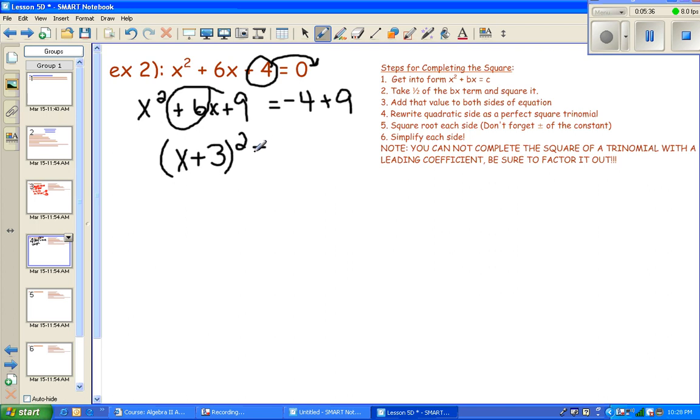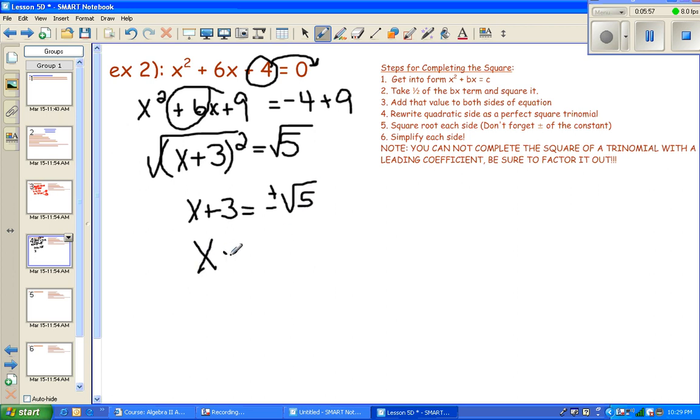And then negative 4 plus 9 is going to give us the 5. Again, at this point, we're right back where we were. Get rid of the square with the square root. So we're going to get x plus 3 equals plus or minus the square root of 5.